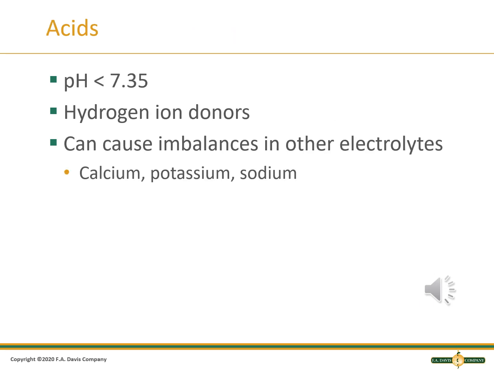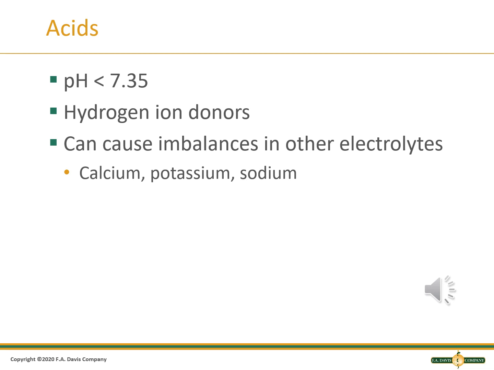Acids are known as hydrogen ion donors. An acidic solution has more hydrogen ions and a pH of less than 7.35. The excess of hydrogen ions can be a result of overproduction of acids that causes the release of hydrogen ions and an under-elimination of acids that causes retention of hydrogen ions.